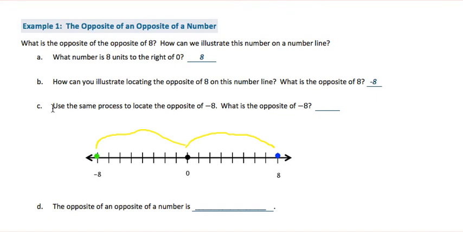Then use the same process to locate the opposite of -8. The opposite of -8, -8 is 8 units away from 0 to the left. So the opposite would be 8 units to the right, which is +8. So the opposite of the opposite of a number is the same number. That is the number we started with.